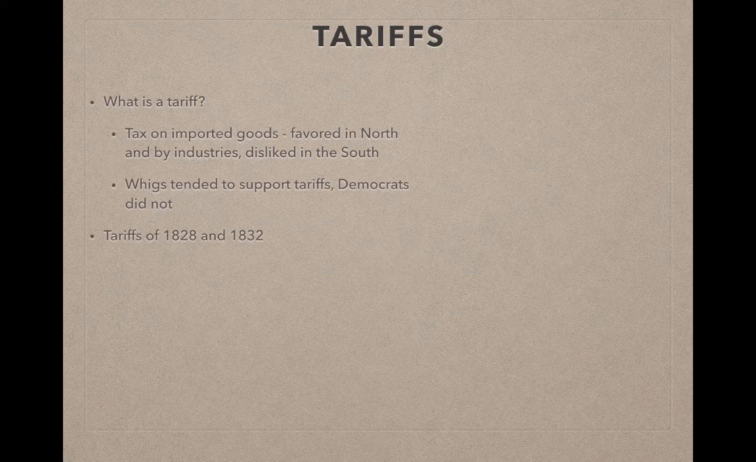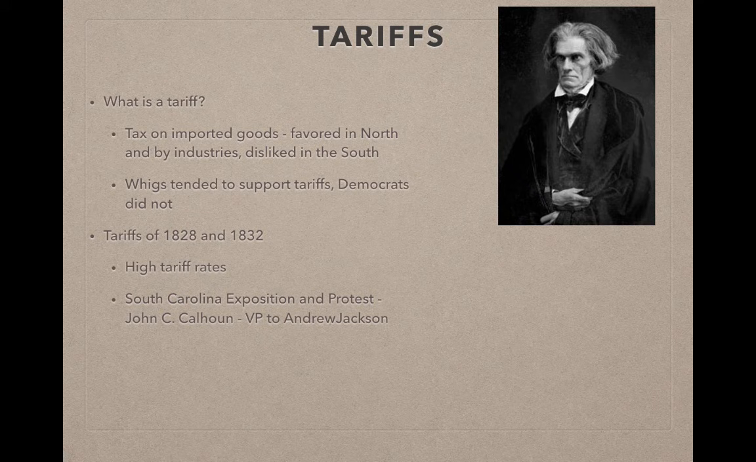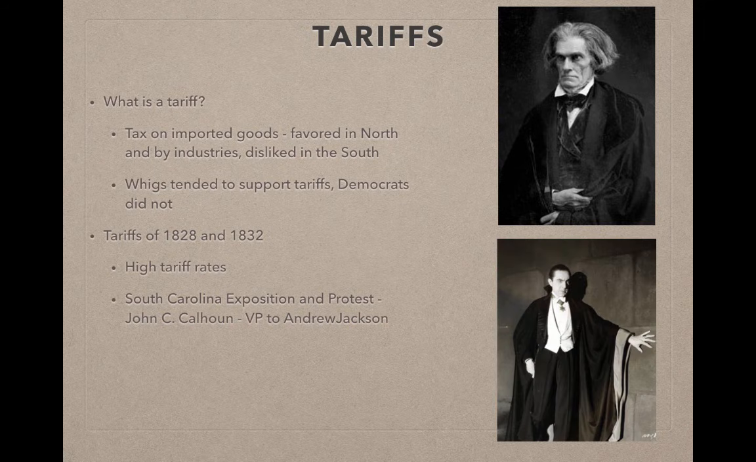Tariffs of 1828 and 1832 were really hotbed topics during this time. They were high tariff rates. And Dracula, who was the vice president, John C. Calhoun, who was the vice president to Andrew Jackson, he was from South Carolina, and he wrote the South Carolina Exposition in protest. He was against these high tariffs. And look at him. Yep, you see the resemblance there? It's identical. So in 1833, we have the Compromise Tariff of 1833, in which the tariff rates are lowered over 8 years, and that is the second of three major compromises by Henry Clay. And really, the country was close to civil war during this time.